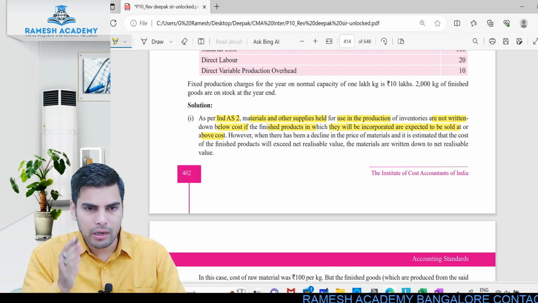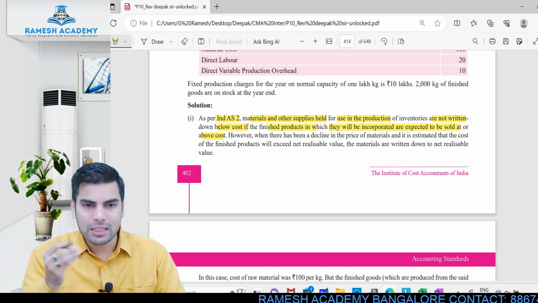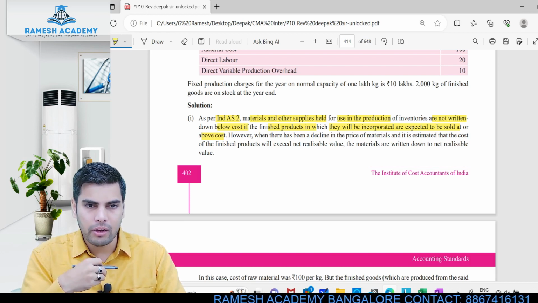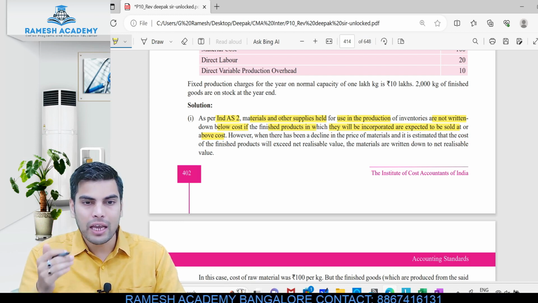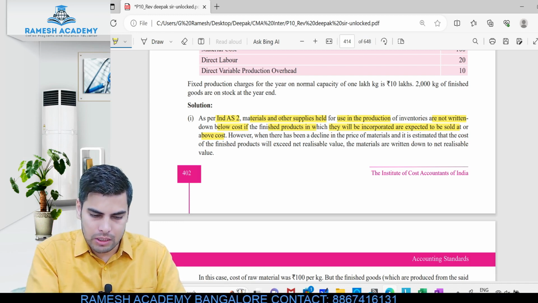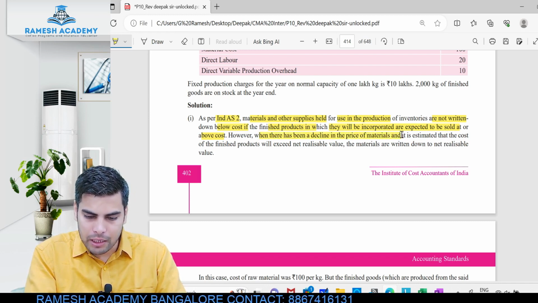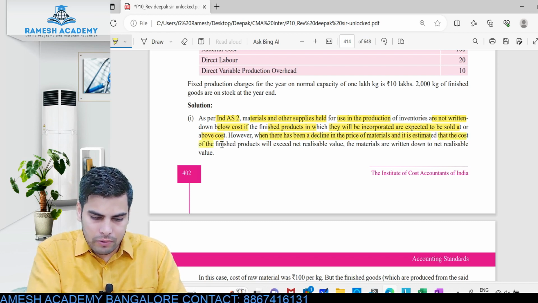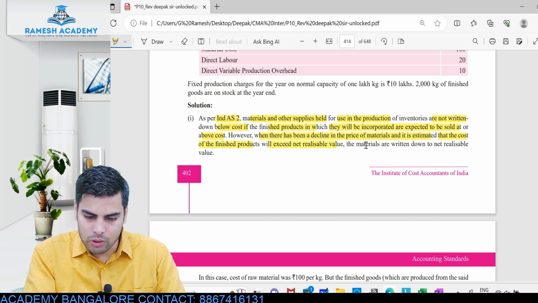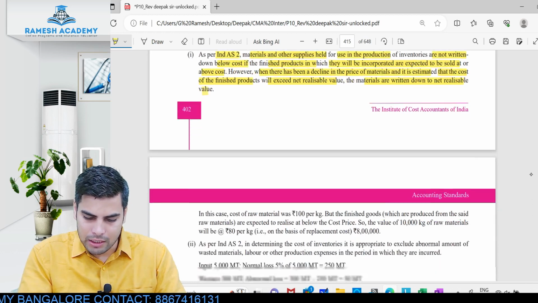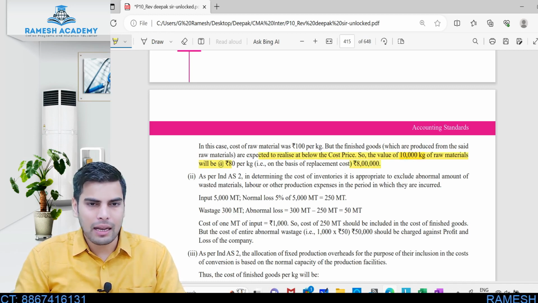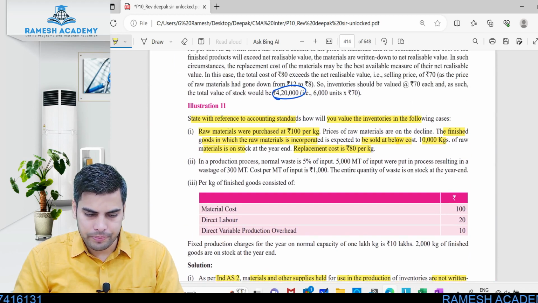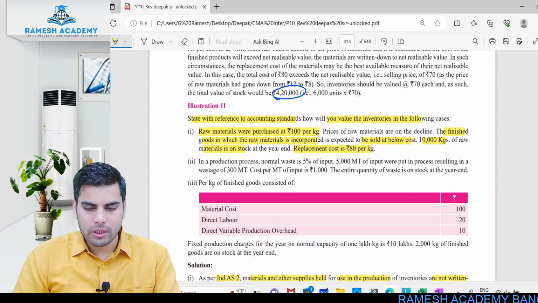So usually raw material and work in progress will be valued at cost, but since the finished goods in which these raw materials have been used will be sold at a price lesser than the cost, we can reduce the value of these materials also. Look at this. However, when there has been a decline in the price of the material and it is estimated that the cost of the finished product will exceed the net realizable value, the materials are written down to net realizable value. So here 10,000 units is what we have got. So 10,000 units into 80 rupees, so this would be 8 lakh. 8 lakh is the value at which inventory will be shown. Okay, clear about this sub question 1?